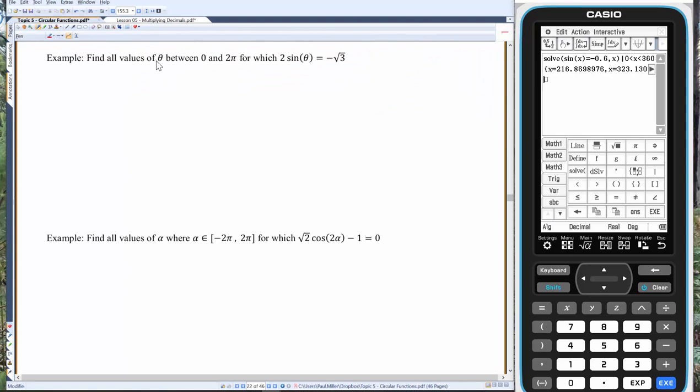So find all the values of theta between 0 and 2 pi for which this function here is equal to negative root 3.